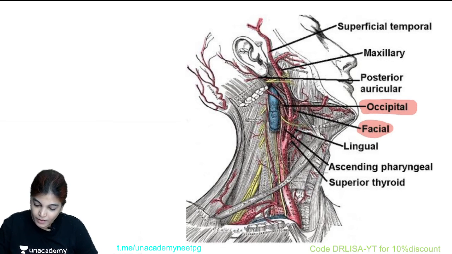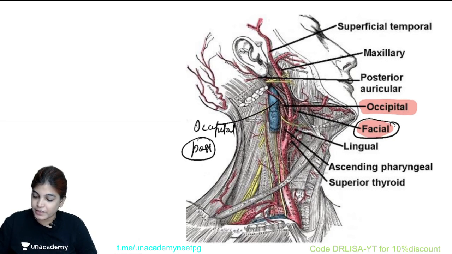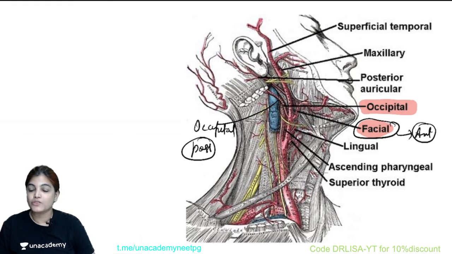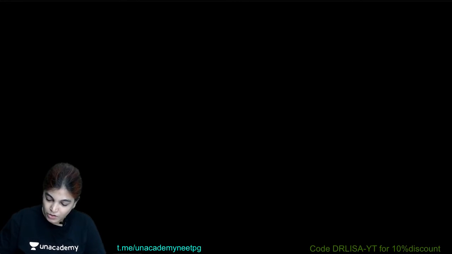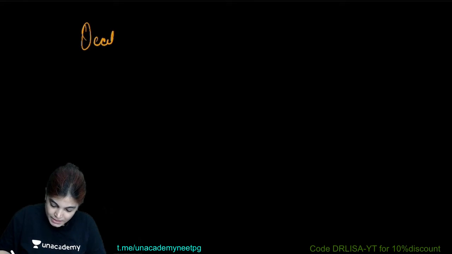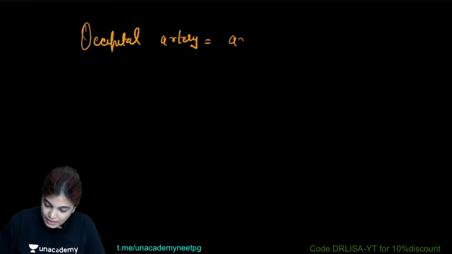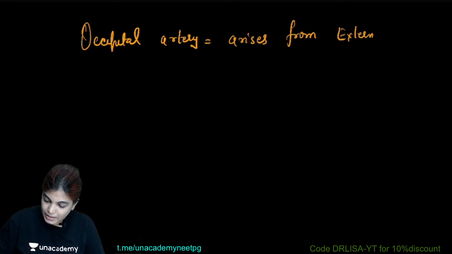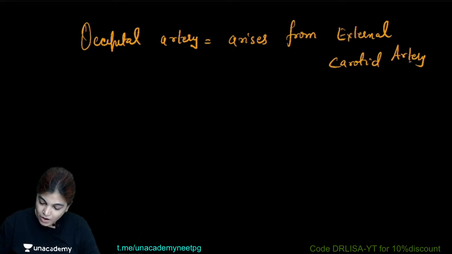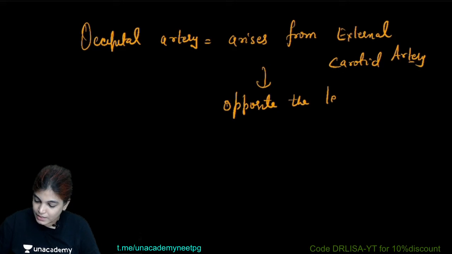So this branch which you are seeing is the occipital artery, given posteriorly at the same level where the facial artery is given anteriorly. It's a posterior branch of the external carotid artery. So let's write down the important points about the occipital artery. Occipital artery arises from the external carotid artery, opposite the level of the facial artery.